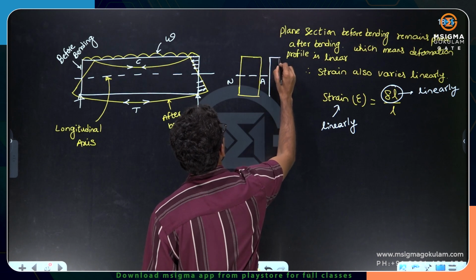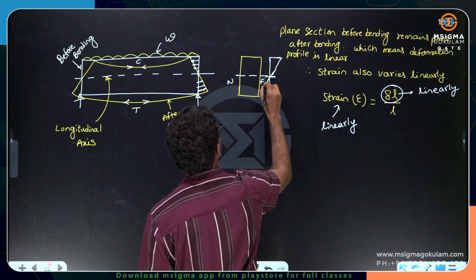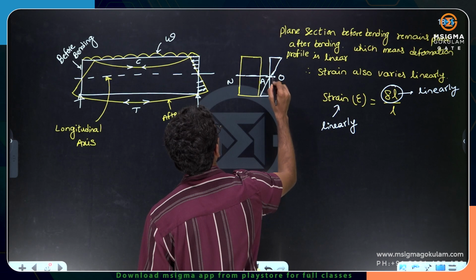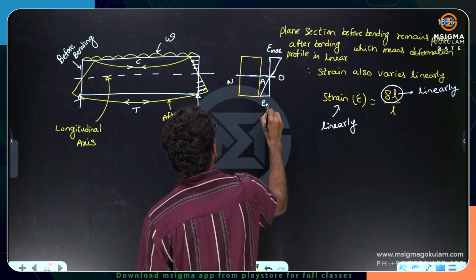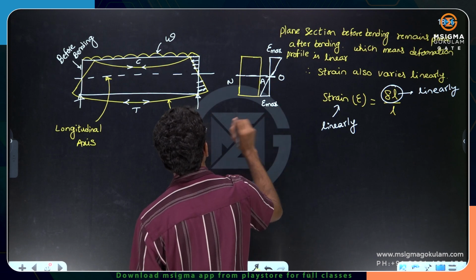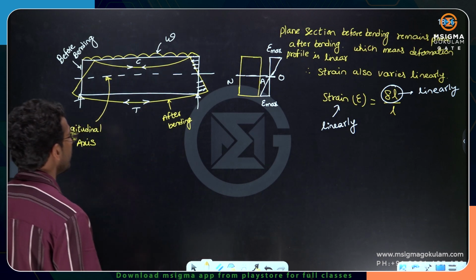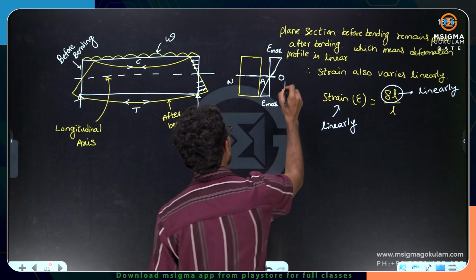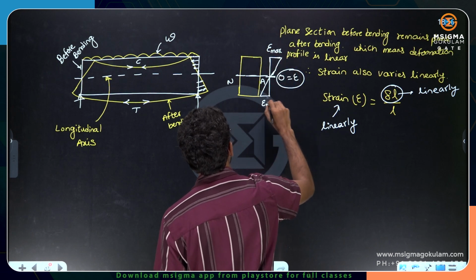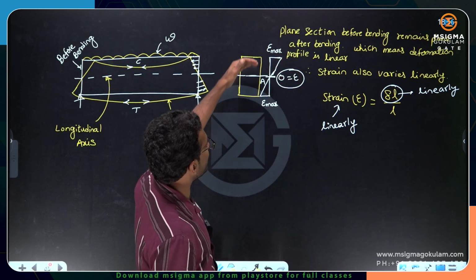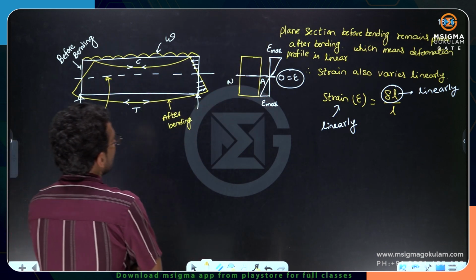The strain varies linearly and strain exactly at the neutral axis is 0. Please remember that strain is maximum at the topmost fiber and strain is maximum even at the bottommost fiber. So strain varies linearly. That is the Euler-Bernoulli assumption. Epsilon means strain: 0 at the neutral axis, and maximum at the topmost fiber and bottommost fiber. That means maximum compression occurs at the top and maximum tension occurs at the bottommost fiber. That is what you have to understand.